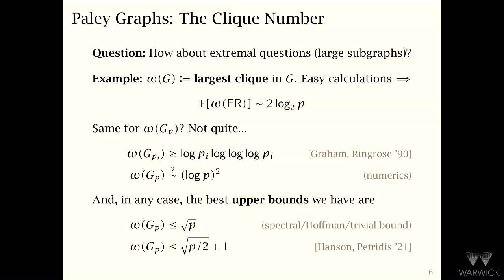But in any case, we definitely believe the true value to be polylog of p. On the other hand, the best upper bounds that we have on this are all of order square root p. For a long time, and there are lots of different proofs of this, the best known upper bound was truly just square root p. And then a few years ago, this was improved. This was a breakthrough on this subject, but it only improved the constant factor in front of square root p, and this is the best bound known right now.